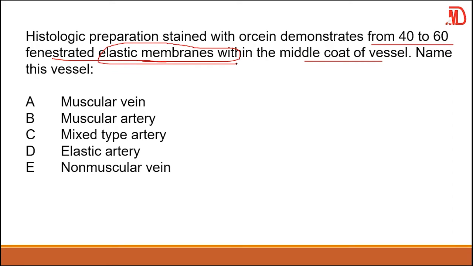So what kind of vessel are you looking at? Definitely, you are looking at an elastic artery. Elastic artery. So your answer is D, elastic artery. Now, in mixed, that means there is both elastic and muscular, maybe. So don't get confused.